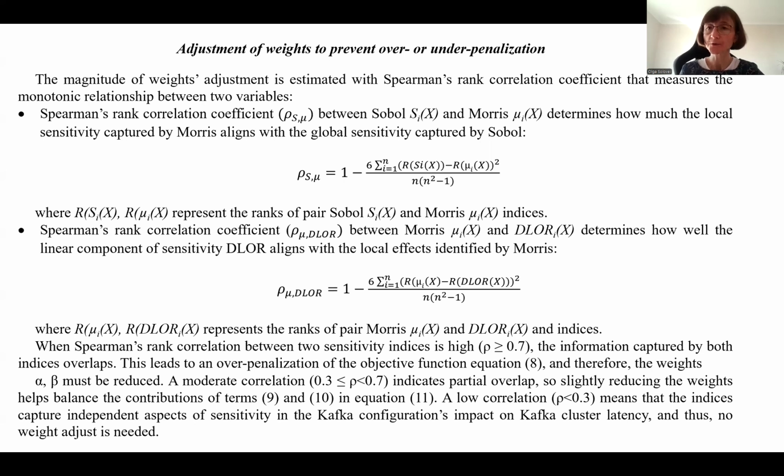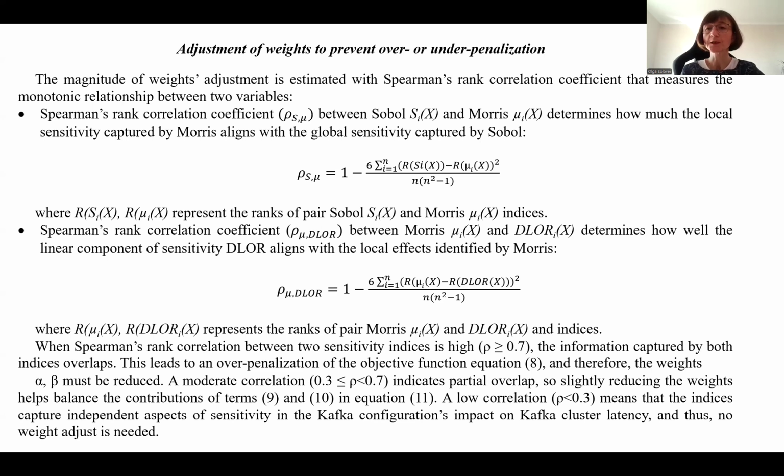between the Sobol first index and Morris mu to determine the global impact of a parameter, and the sensitivity captured by Morris, and how those two indexes are aligned with each other. Second, we use a Spearman correlation coefficient between Morris mu and the DGSM to determine how well the linear component of sensitivity expressed by DGSM aligns with the local effect identified by Morris.